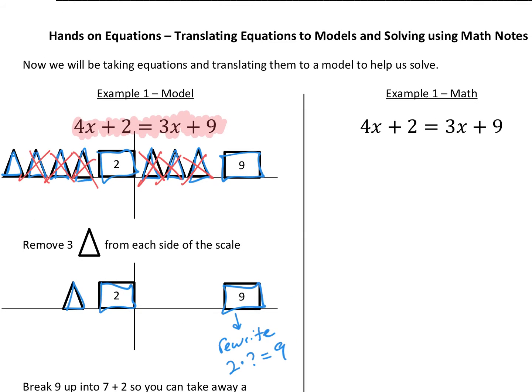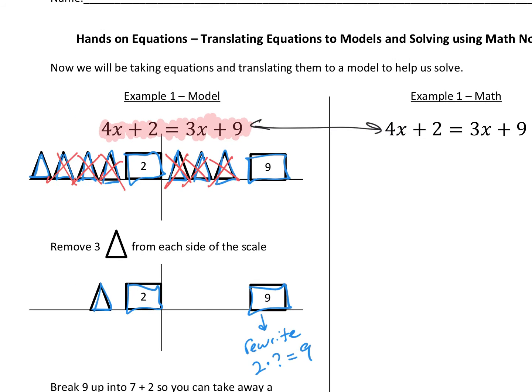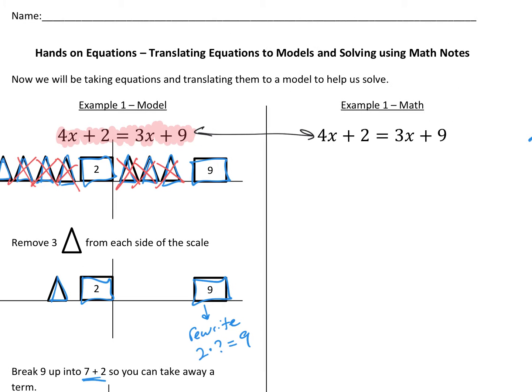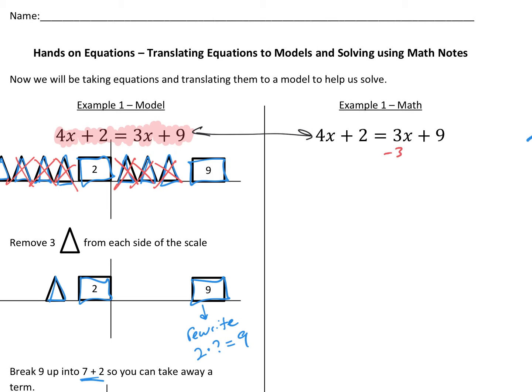So notice that the equations are exactly the same. They're both 4x plus 2 equals 3x plus 9. And if we look at the first step of the visual representation, we subtracted 3 pawns from each side. Well, instead of using pawns, because we're no longer using a visual representation, we're going to actually just subtract 3x from both sides.